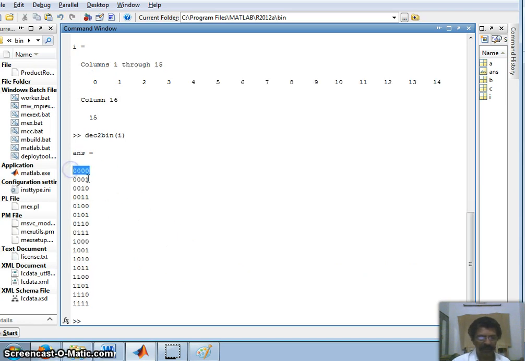Right, this is the binary of 0, 1, 2, this is 3, 2 plus 1, 3, this is the 4th position, this is the 4th plus 1, 5th position, and so on. This is 8 plus 4, 12, 12 plus 2, 14, 14 plus 1, 15. So these are the binary numbers of 0 to 15.